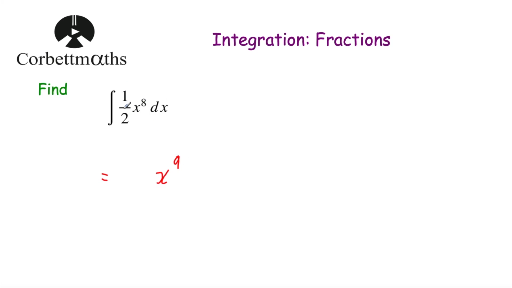And then we're going to divide what's in front of the x by the new power. So we're going to divide this by 9, so we're going to do a half divided by 9. Let's work out a half divided by 9. Remember, 9 is the same as 9 over 1, 9 wholes. And if we're dividing by a fraction, we can multiply by its reciprocal. So instead of doing a half divided by 9 over 1, we're going to do a half times 1 over 9, the reciprocal. 1 times 1 will be equal to 1, and 2 times 9 is equal to 18. So if you take a half and divide it by 9, that's equal to 1/18.